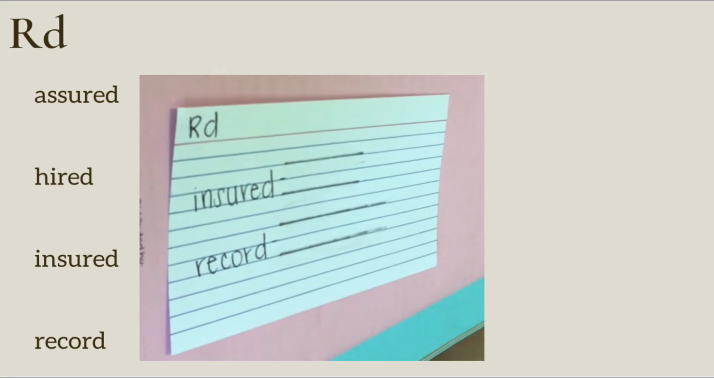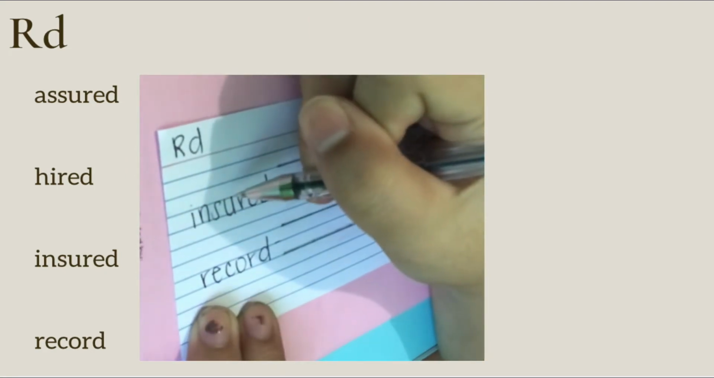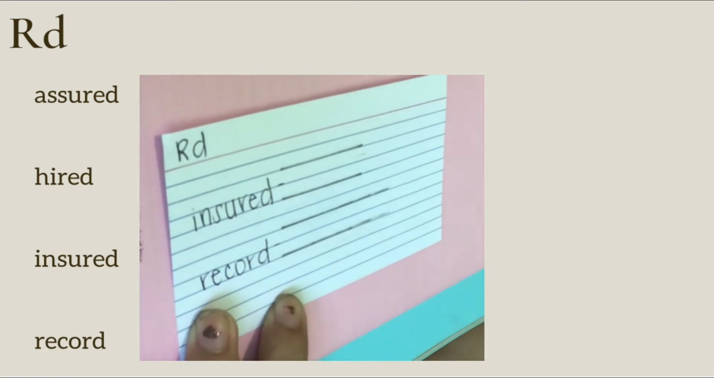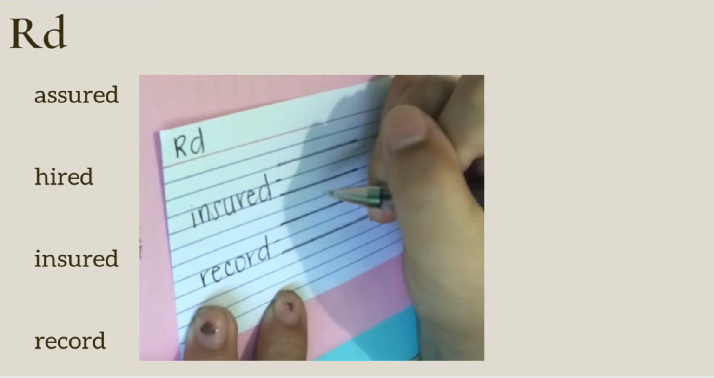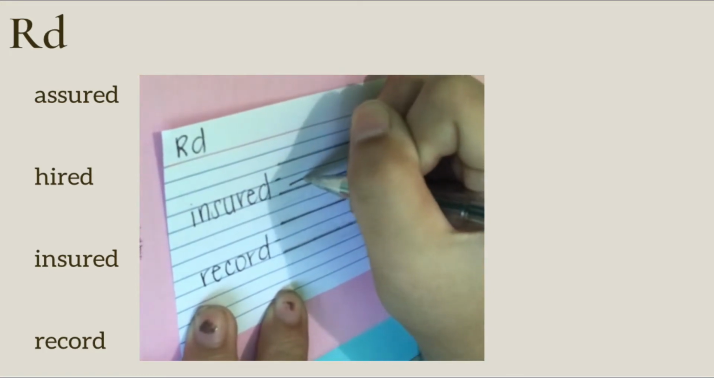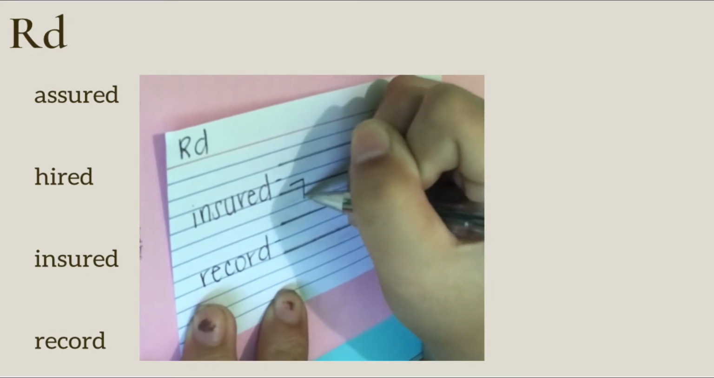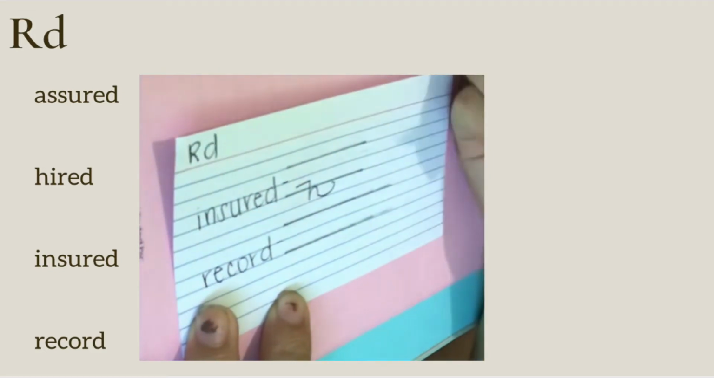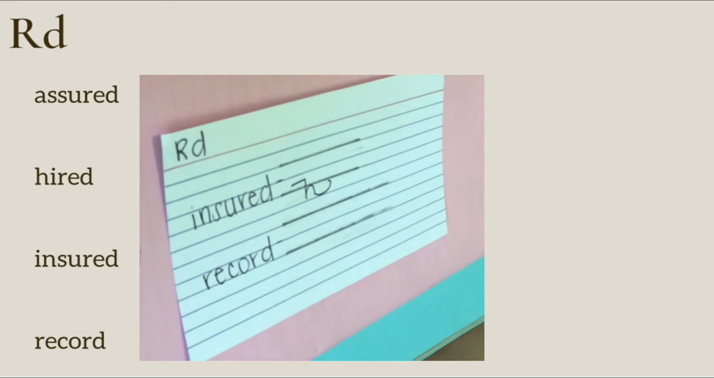Next word is insured. So we have here the sounds of in, ish, and then the RD combination. This is how you do the stroke of insured. First is in, ish, deep hook, and the RD combination. That's the word insured.